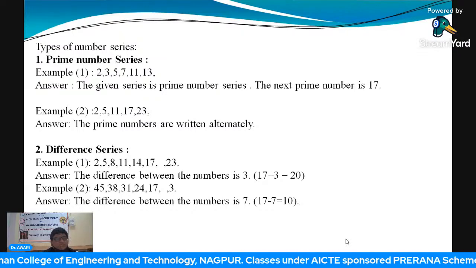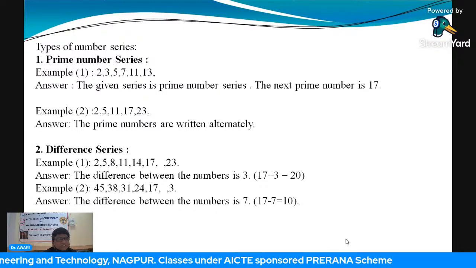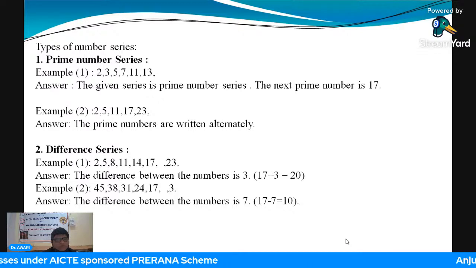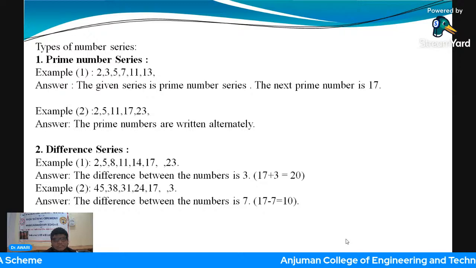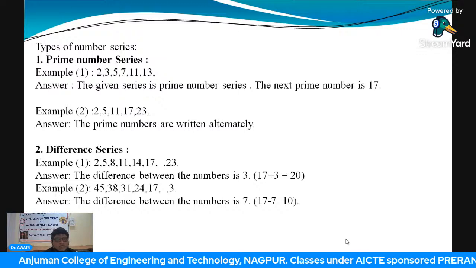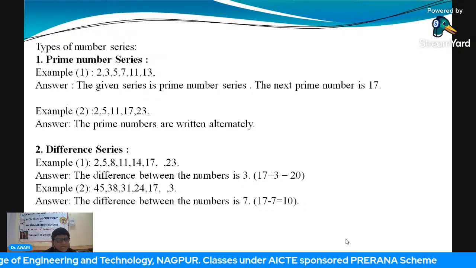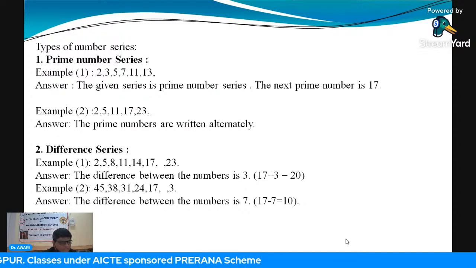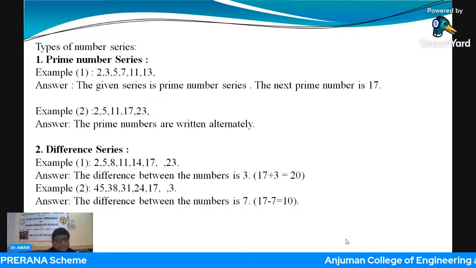Types of number series: first, the prime number series, for example 2, 3, 5, 7, 11 and 13. The given series is a prime number series. The next prime number after 13 is 17. So 2, 3, 5, 7, 11, 13 and 17. The second example given in the number series is 2, 5, 11, 17, 23, where the prime numbers are written alternately.